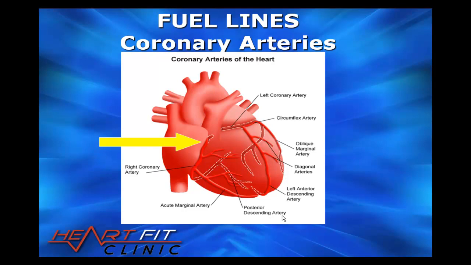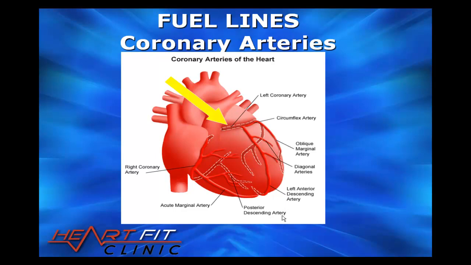The right coronary artery supplies blood to the right side of the heart, the lower and back side, and the SA node, which is the natural pacemaker of the heart. The right coronary artery feeds the SA node and therefore regulates the rhythm. Then you have the left coronary artery, which supplies blood to the left side of the heart. The left coronary artery feeds the pump chambers and may affect circulation.